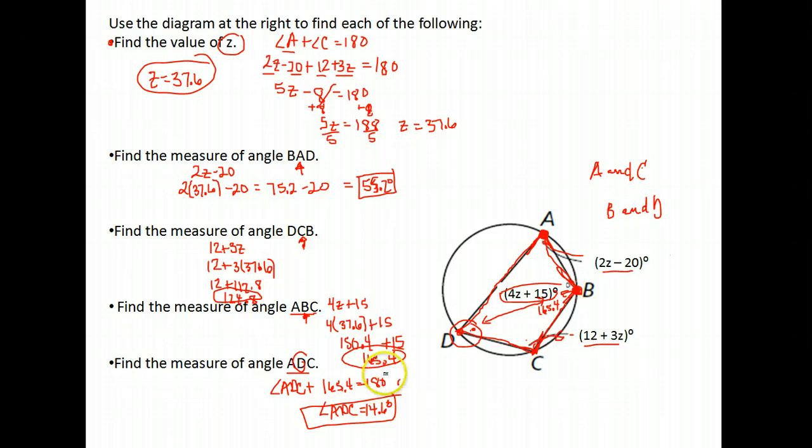Okay, so again, with one property we were able to find the value of z and then find the value of all of the angles in the figure.